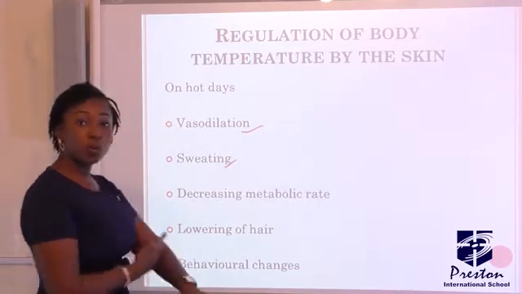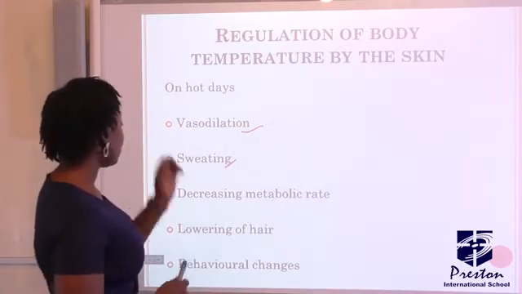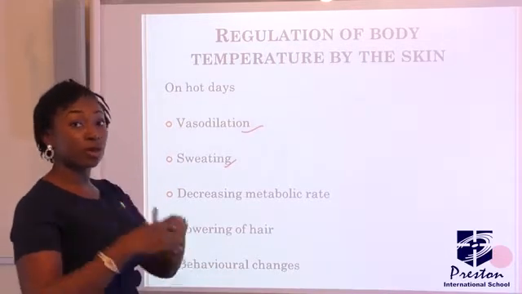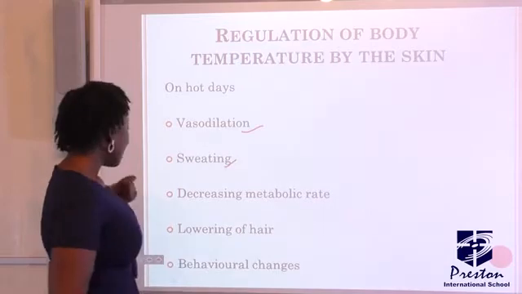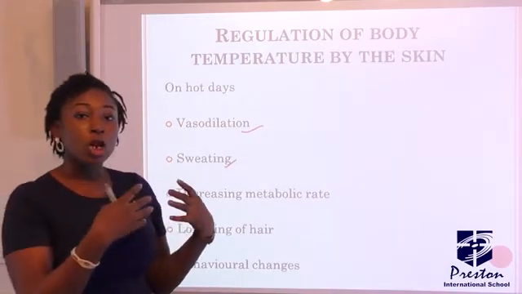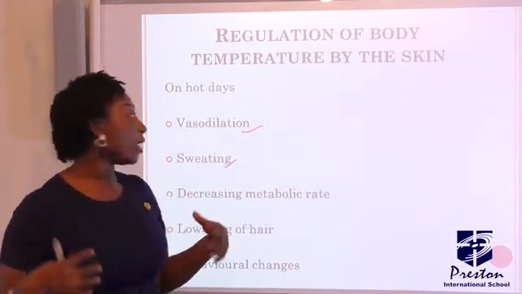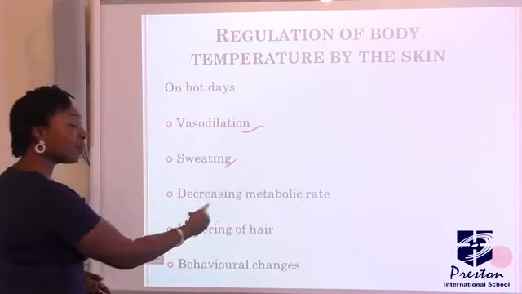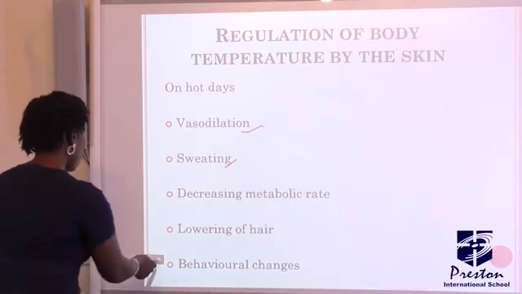Then the hair will be lowered. That's what I already explained in vasodilation. The hairs on your skin will be lowered on the skin surface because of the sweat produced. Then behavioral changes. You notice that people will prefer to wear spaghetti straps, clothes that would allow air to come in because of the hotness of the area. We have other behavioral changes that you can also add to mind.